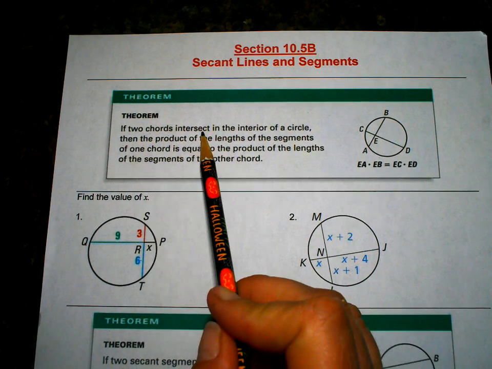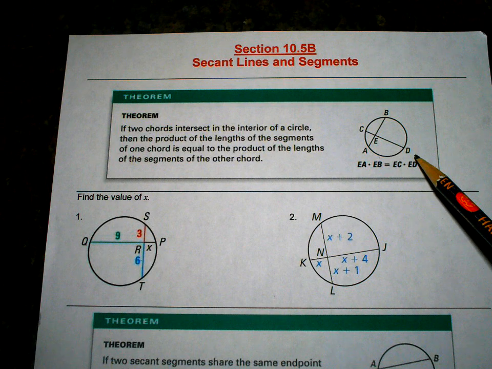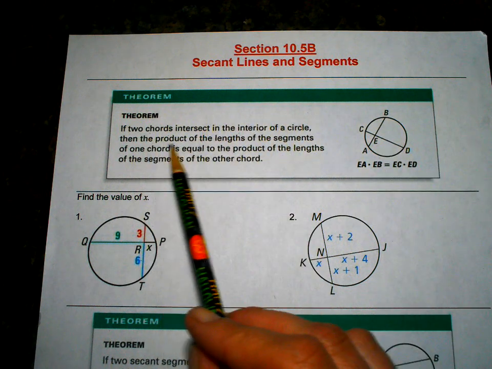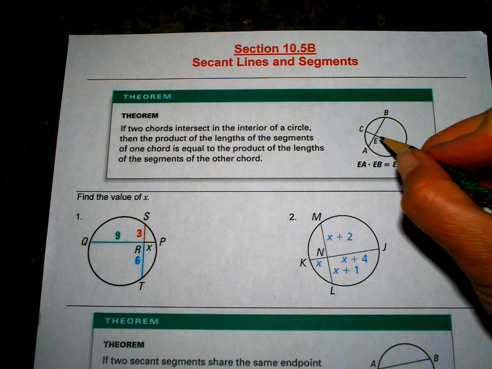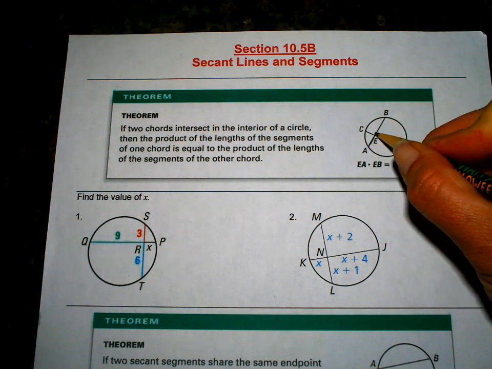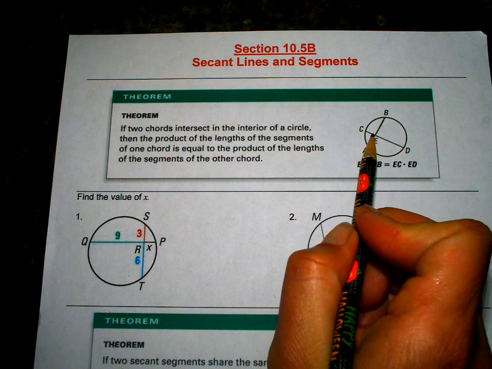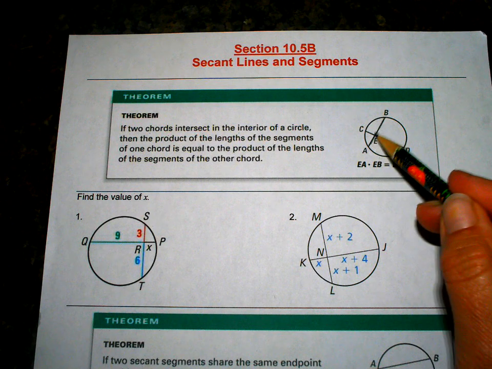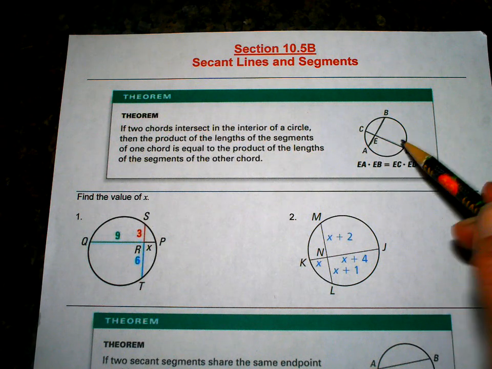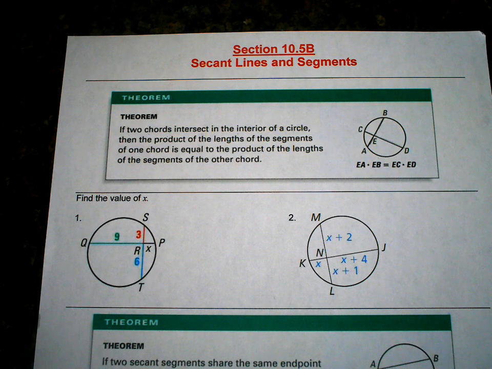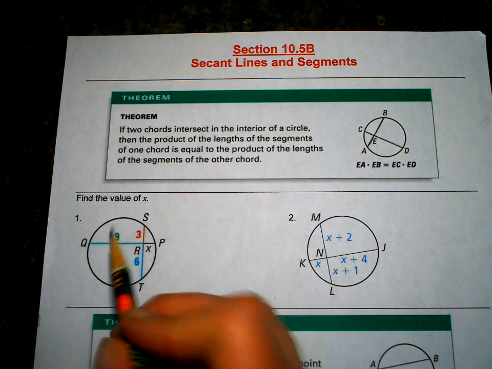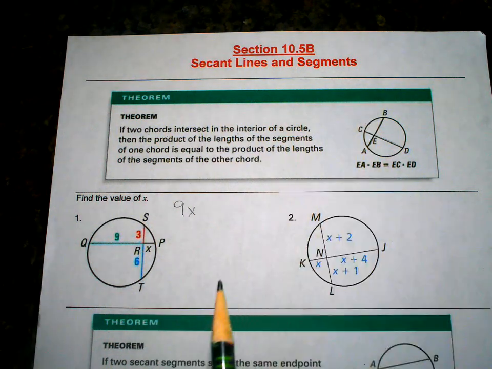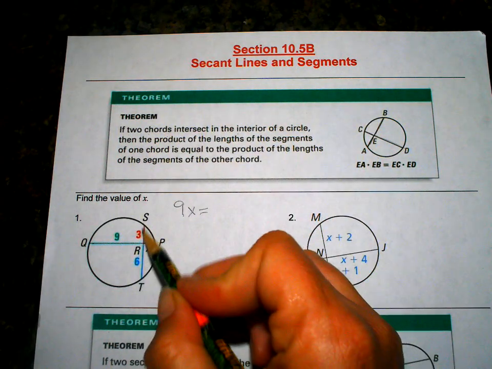If two chords intersect in the interior of a circle, okay, so I've got two lines that cross in the circle, then the product of the lengths, I'm going to multiply this piece times this long piece, is equal to this little piece multiplied by this piece. So the two pieces multiplied equal the other two multiplied. So that means that I'm going to get, number one, 9 times x is going to be equal to the other chord, 3 times 6.